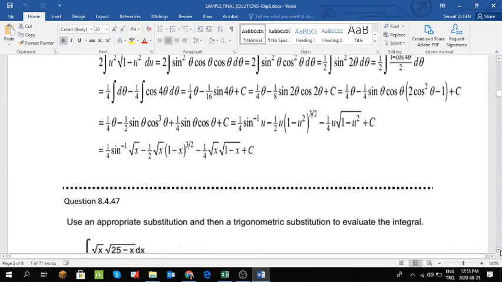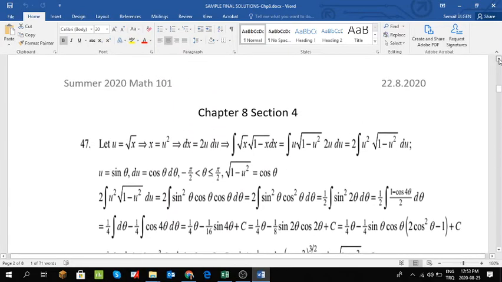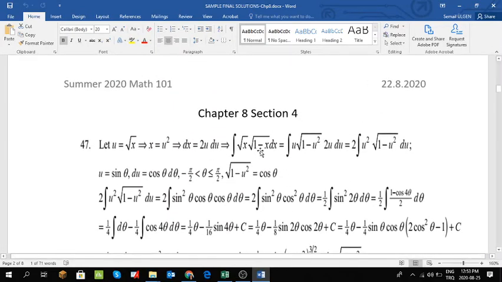Look at that. Here square root of x, square root of 25 minus x, and here square root of x, square root of 1 minus x dx. Okay, very similar. So we are going to let u be square root of x, and x is u squared, and dx is equal to 2u du, and then we substitute what u is. This is u, this is square root of 1 minus u squared, and then 2u du, right? dx is equal to 2 times u du.